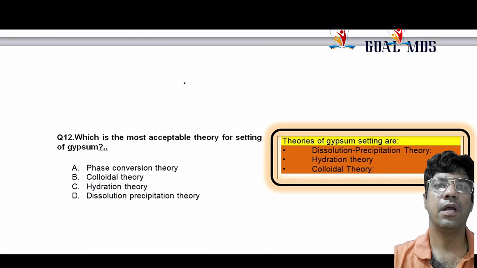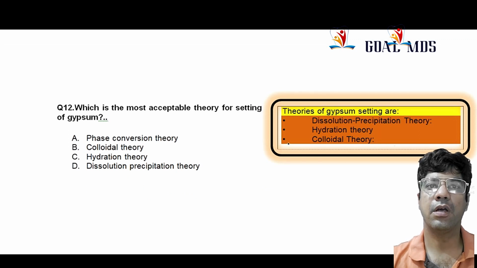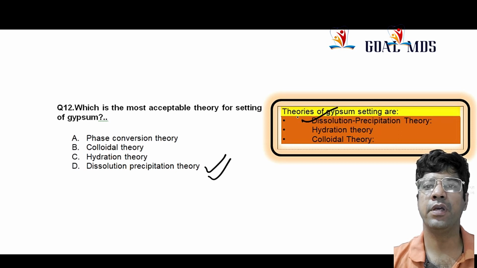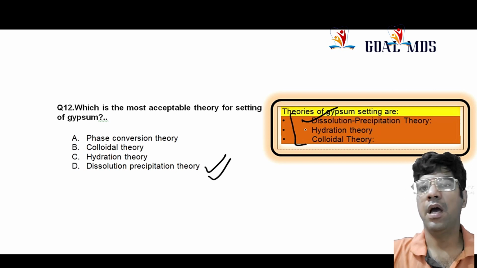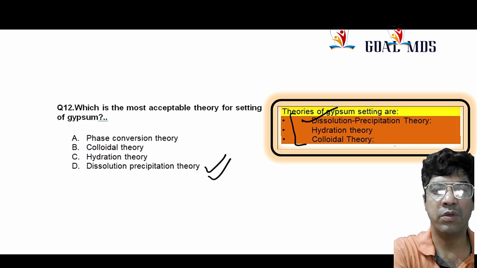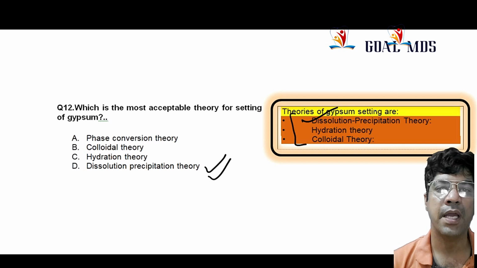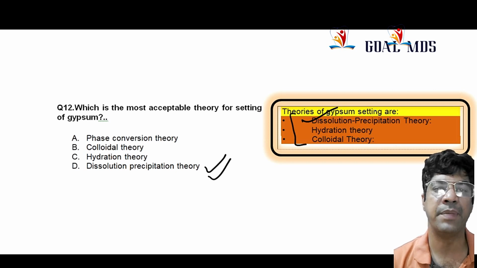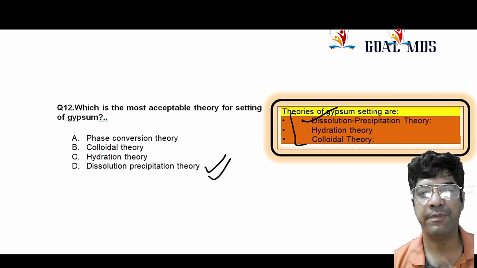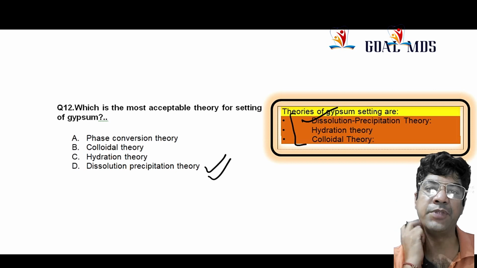Moving to the next question, what is the most accepted theory for the setting of gypsum? The most accepted theory is the dissolution precipitation theory. Three theories are there, remember: dissolution precipitation theory, hydration theory and colloidal theory. But the most widely accepted theory is the dissolution precipitation theory. According to this theory, the setting of gypsum products like plaster and stone occurs through a series of dissolution and precipitation reactions. Initially, the gypsum is mixed with water, which leads to dissolution of gypsum particles.